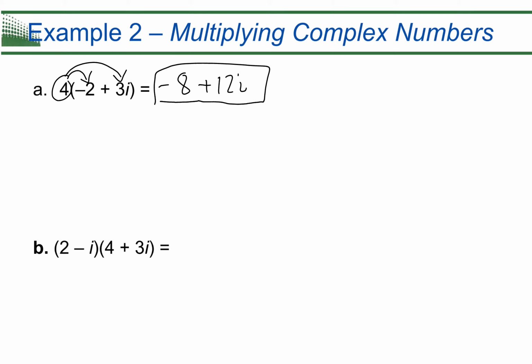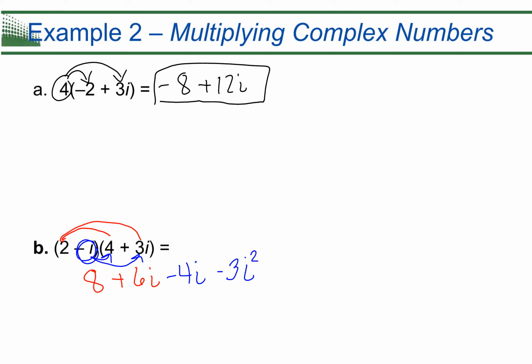Now let's step it up a notch and look at B. Now in B, you can notice that I have a binomial times a binomial, or in this case really a complex number times a complex number. And so what we're going to have to do is FOIL or distribute this out. So I'm going to say 2 times 4 to give me 8, and 2 times 3i to give me positive 6i. So I do 2 times 3 and then leave the i attached. And then I'm going to do negative 1 times 4 to give me negative 4i, and negative i times 3i, and that gives me negative 3i squared.